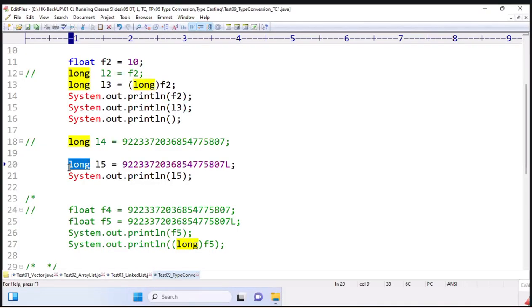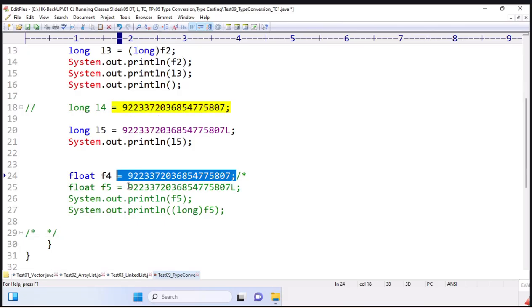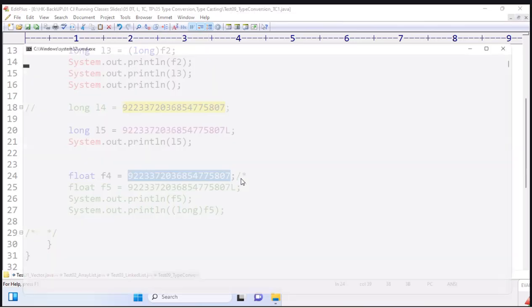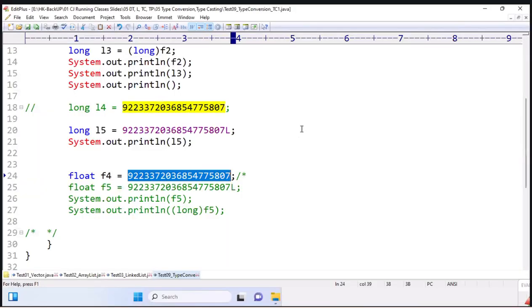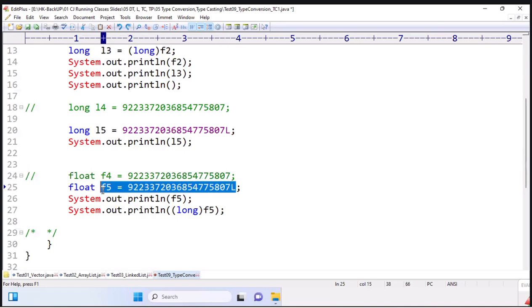Why? In the long variable, that large number is stored as it is. Now I am trying to assign that large number to a float. Any error or no error here? Why error? Assignment problem or number problem? Number problem, because the suffix L is not there. Integer number too large. Then I take the suffix L and assign it to the float.